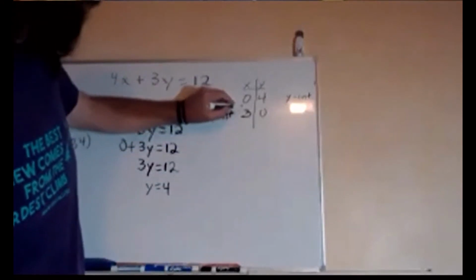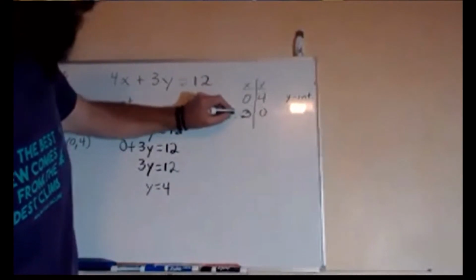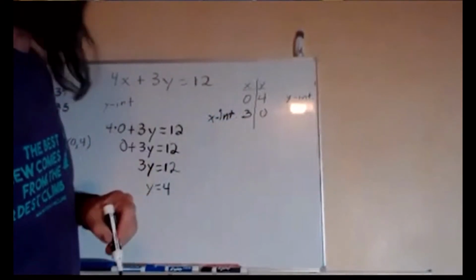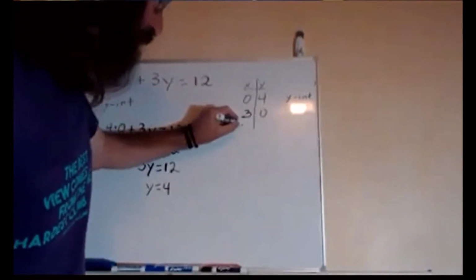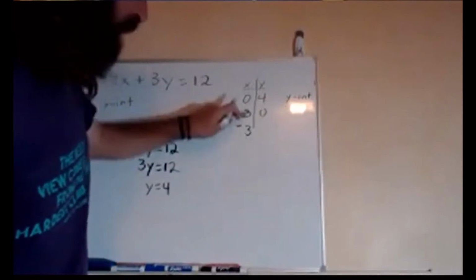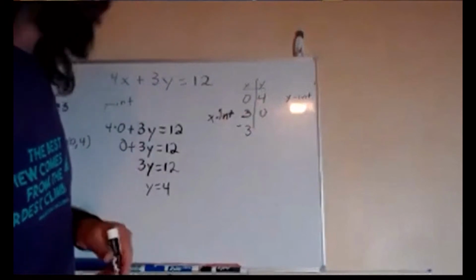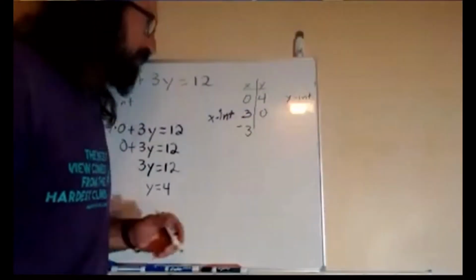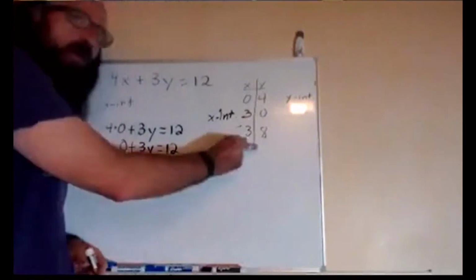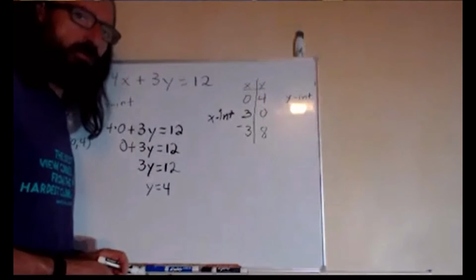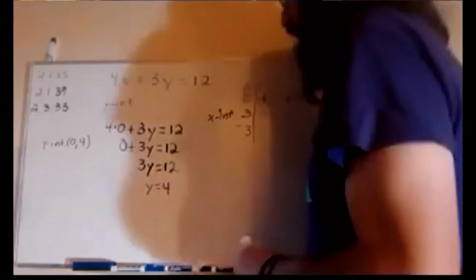If I go backwards here, from this point to this point, I've gone from 3 down to 0. So how about I go down from 0 another 3, and in this case it went from 0 to 4, up 4 in the y direction. So I'm betting that the point (-3, 8) is also going to be on the graph of this line. I'm actually going to check that though.